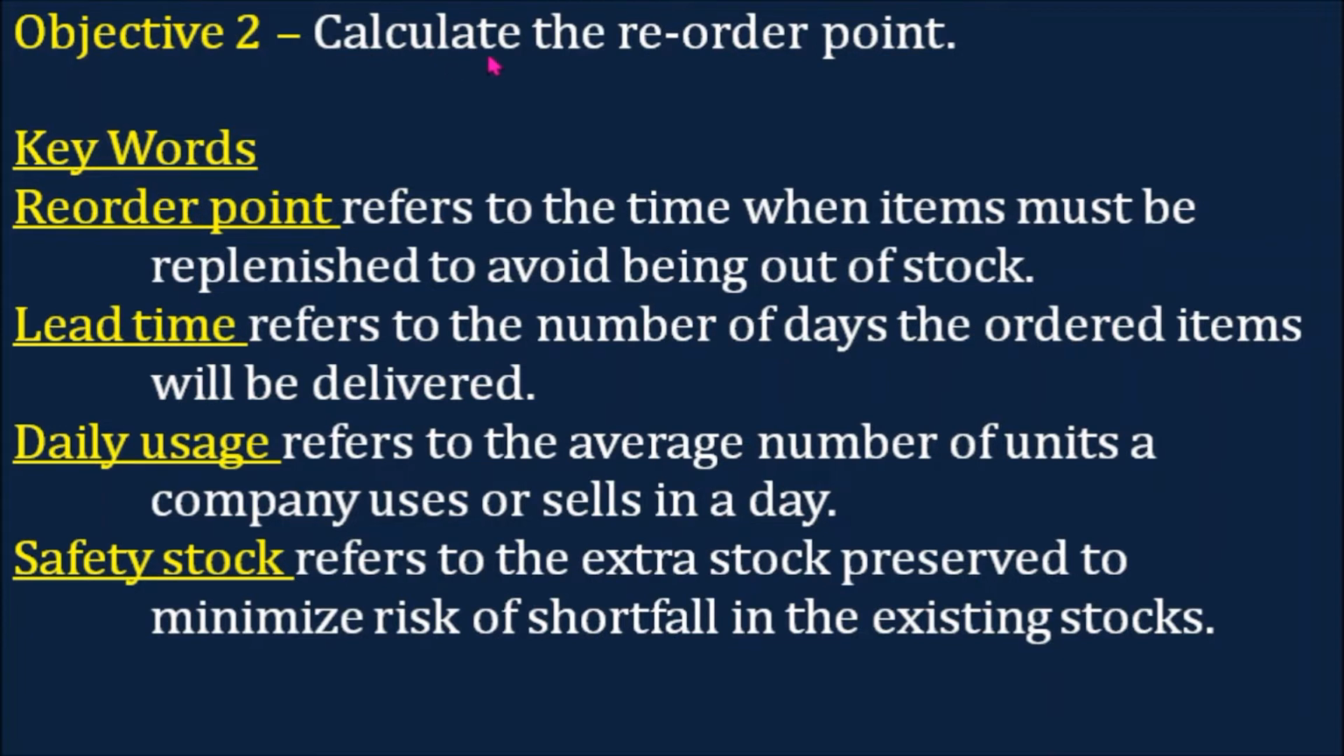Objective number 2, calculate the reorder point. So we have here our keywords. Reorder point refers to the time when items must be replenished to avoid being out of stock. Then our lead time here refers to the number of days the ordered items will be delivered. Daily usage refers to the average number of units a company uses or sells in a day. And safety stock refers to the extra stock preserved to minimize risk of shortfall in the existing stocks.